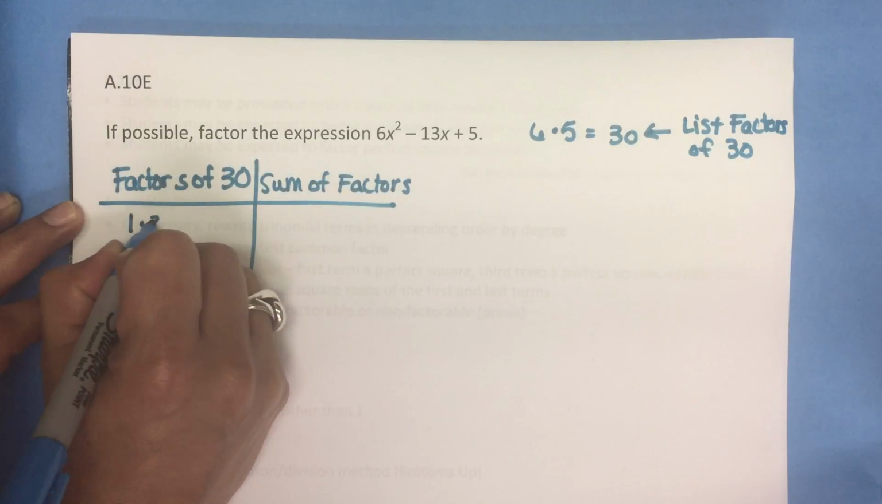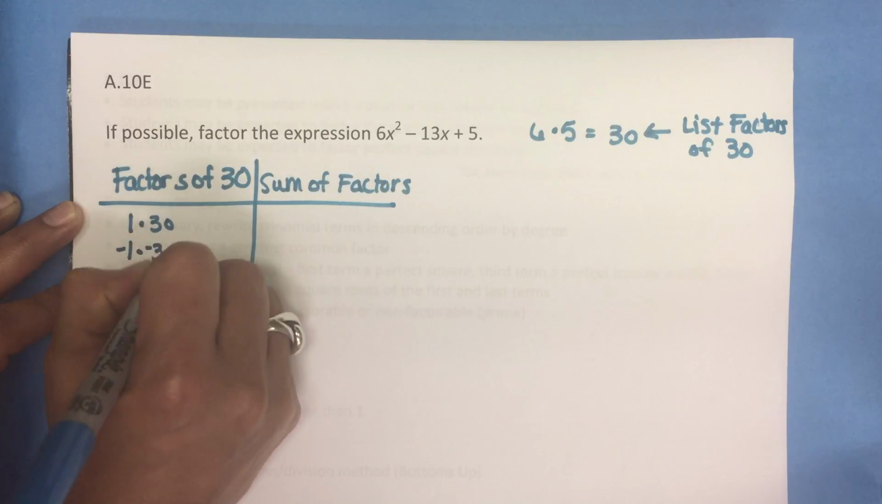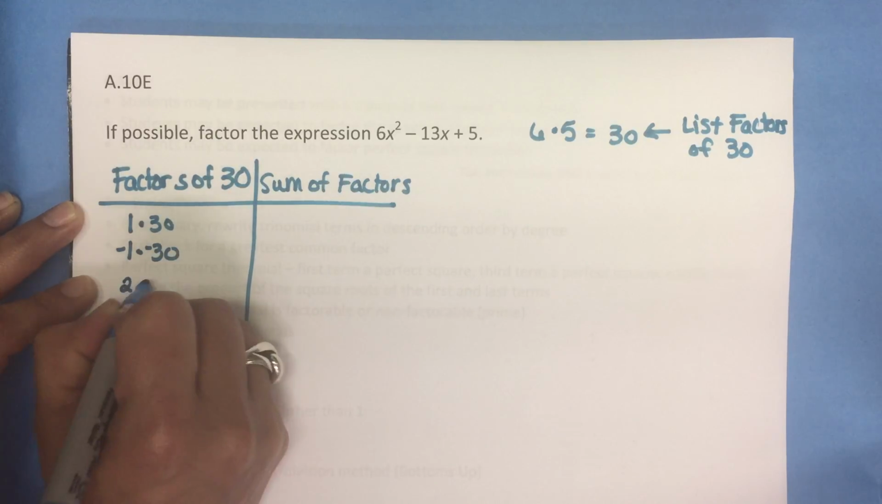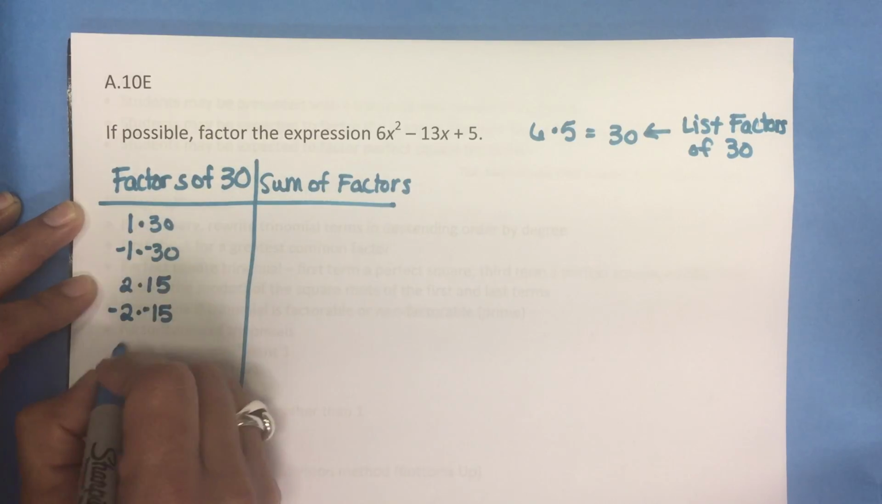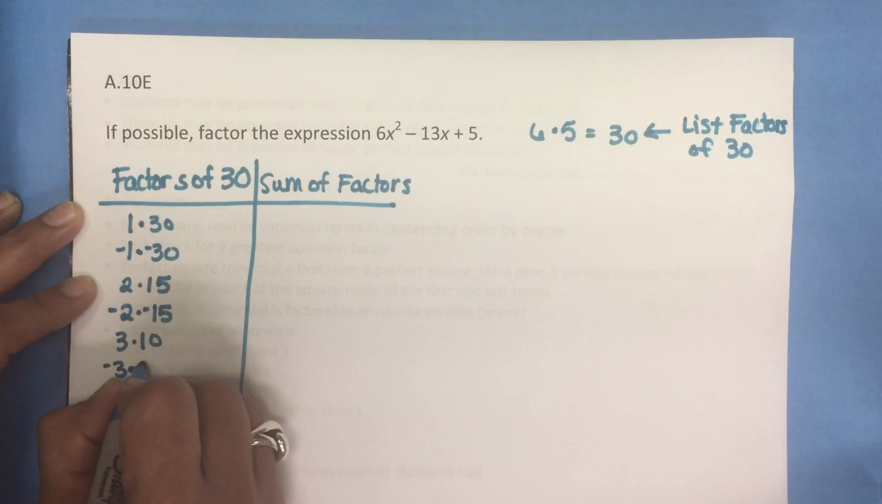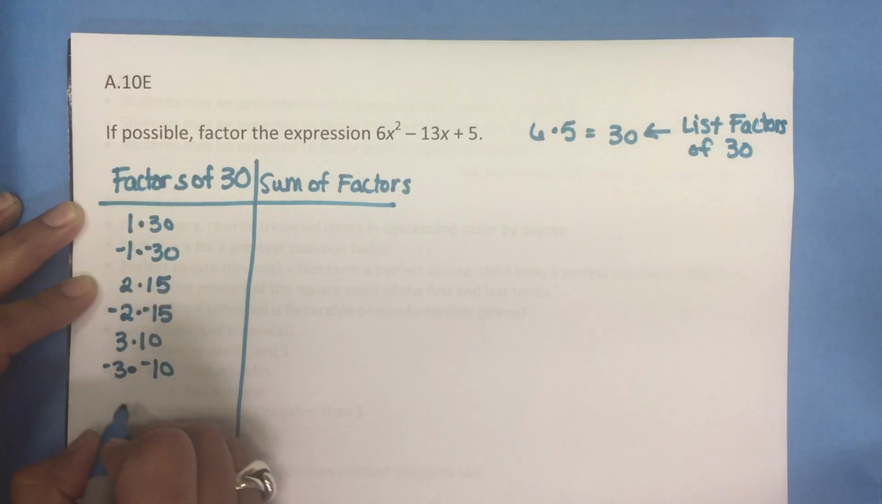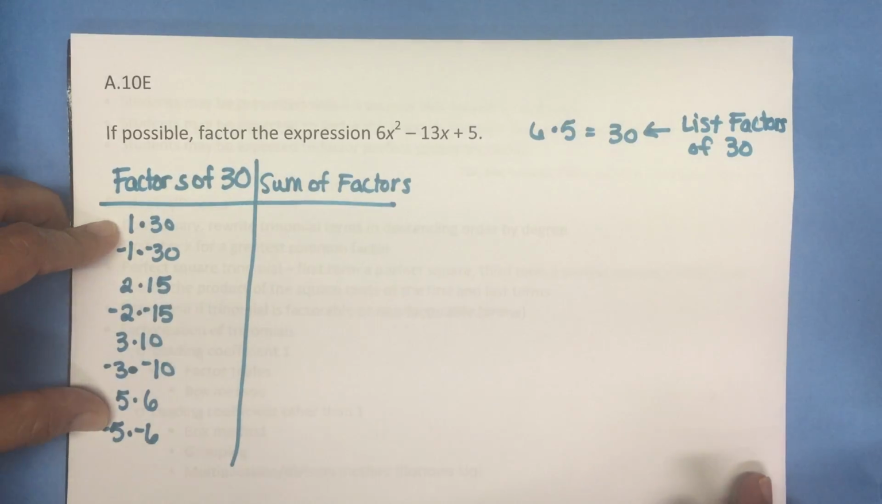Well, I could multiply positive 1 times 30, negative 1 times negative 30, 2 times 15, negative 2 times negative 15, 3 times 10, negative 3 times negative 10, 5 times 6, or negative 5 times negative 6. Now let's determine the sum of each of these sets of factors.